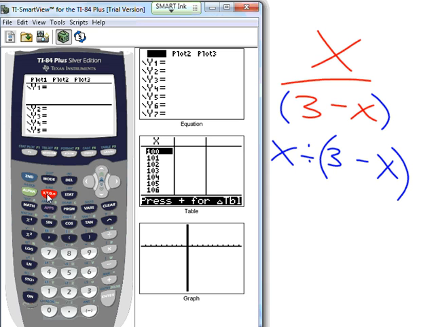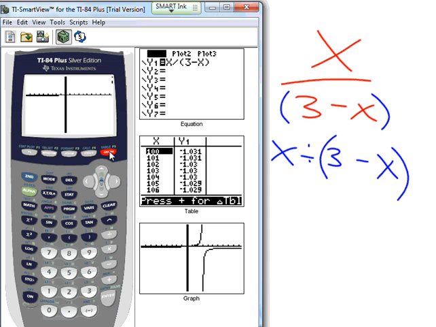X divided by parentheses 3 minus x, end parentheses. Enter. Graph it. All right, now it's hard to see what it's avoiding there, but you can see there's some line going across. There's an asymptote. The asymptotes aren't actually on your graph. They're like imaginary dotted lines you can't see.